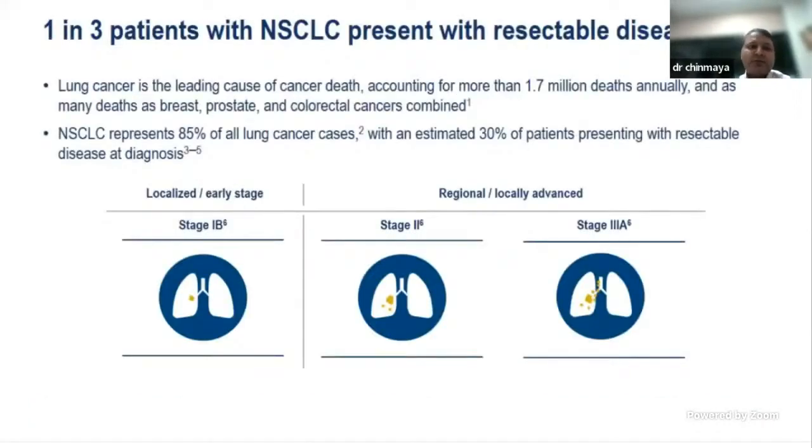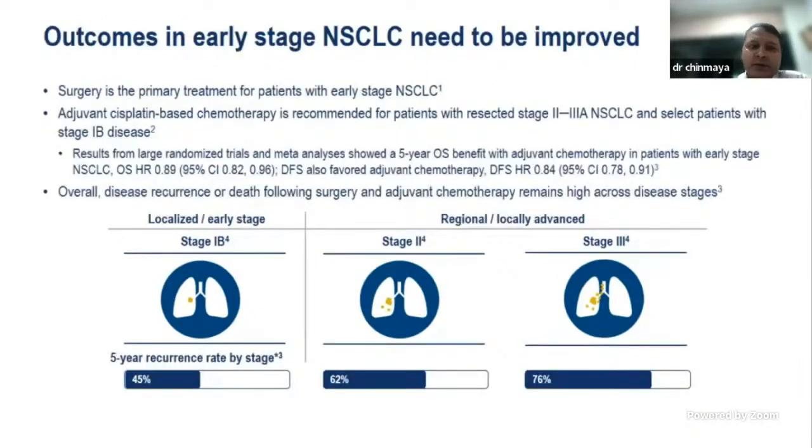First, NSCLC is almost 85% of all lung cancer cases, and an estimated 30% present with a resectable diagnosis. So there is localized or early stage disease, stage 1B, and regional or locally advanced disease, stage 2 and stage 3A. We know that surgery is the primary treatment for early stage NSCLC. As per meta-analysis, adjuvant cisplatin-based chemotherapy is recommended in patients with stage 2 to stage 3 NSCLC and in selected patients with stage 1B disease.